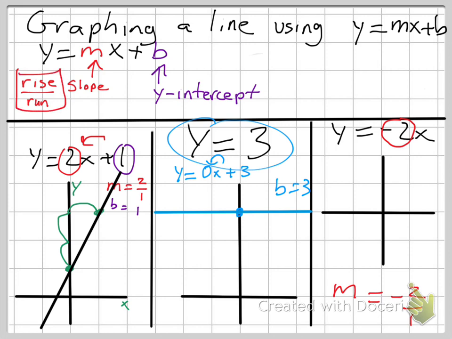So we have our slope, y is equal to negative 2 over 1. And because our b is 0, because technically if we had something here, it would be plus 0, we're just going to put our dot at 0 here. And we're going to rise negative 2, so we're going to go down 2, 1, 2, and we're going to run 1. And that would give us our line that goes here. And that's the basic gist of how this works.